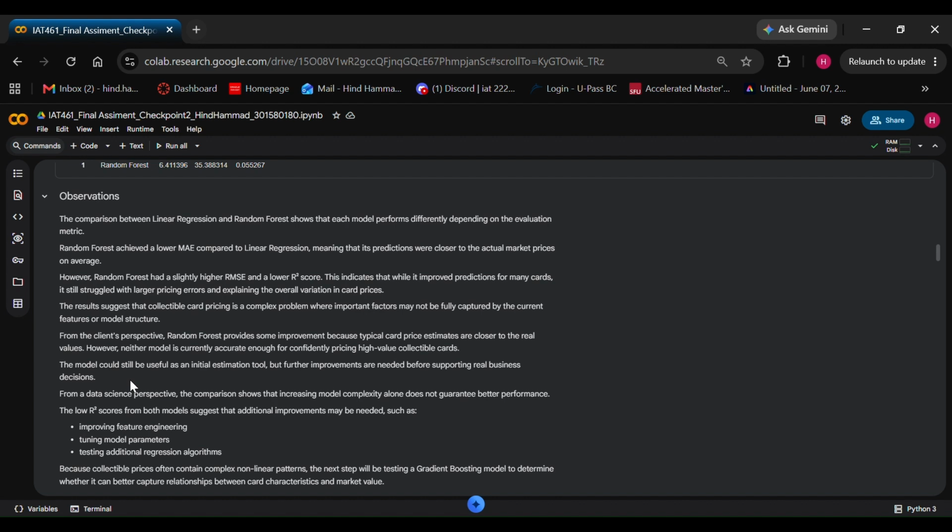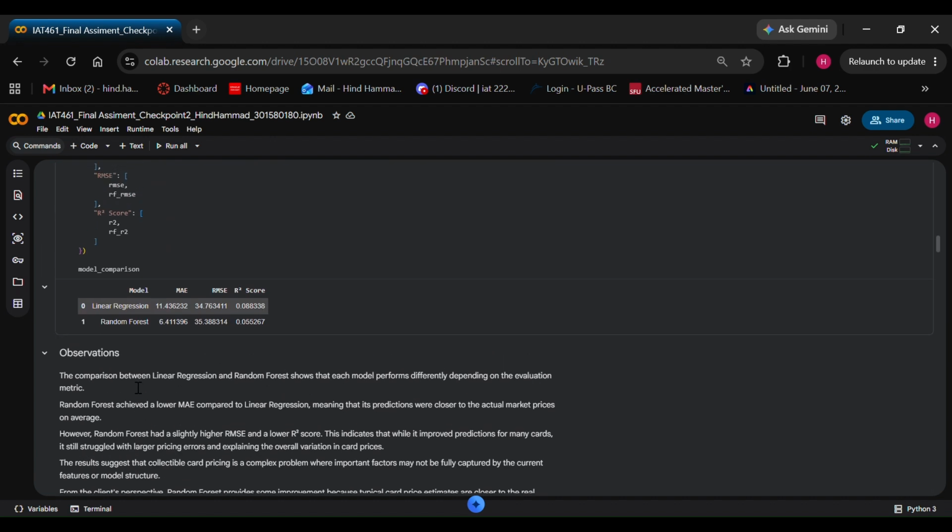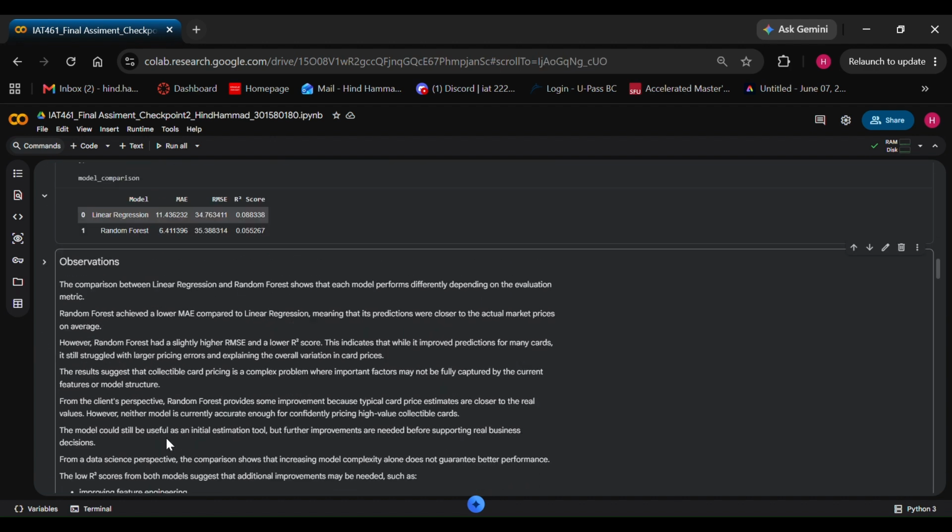I tested these models based on the MAE, which basically tells you that if it's equal to 5, then the model is off by $5 on average each time. I also tested it based on the RMSE, which gives more importance to the large errors. In this case, it's very important for the larger numbers, the expensive cards. And the R2 here explains how much of the variation in the card prices can be explained. I have everything documented here.